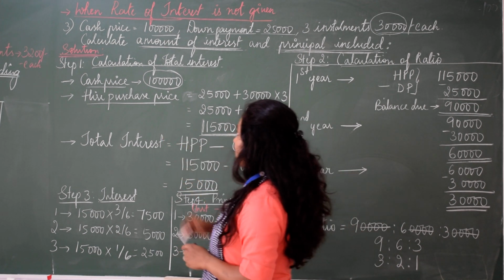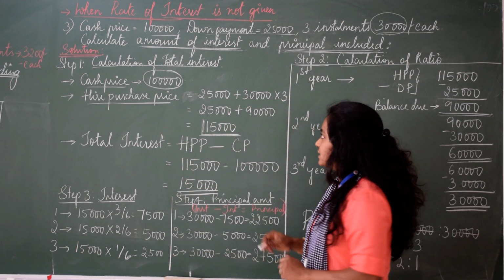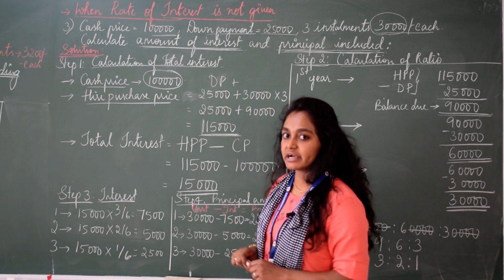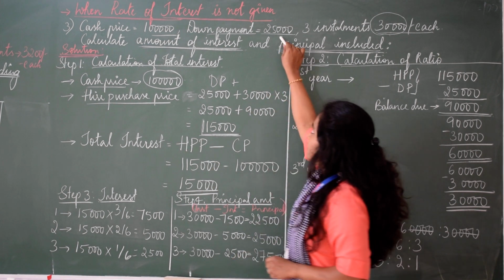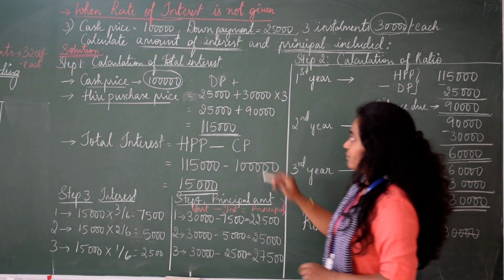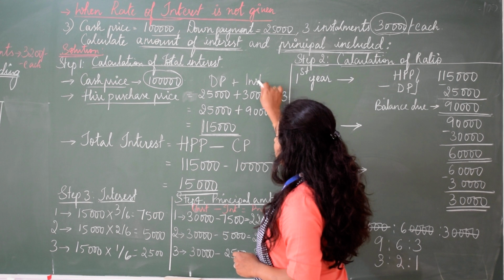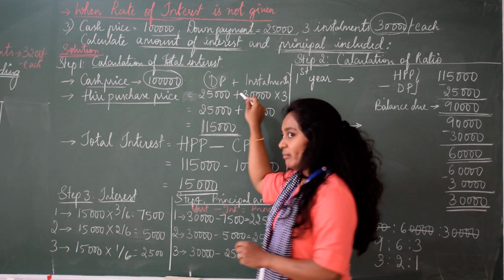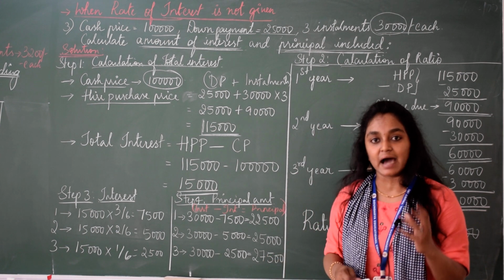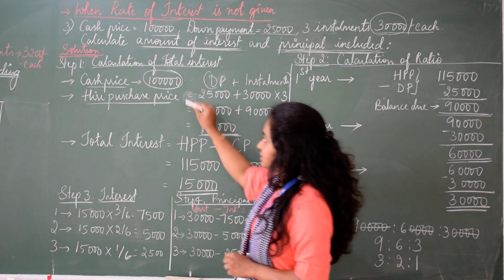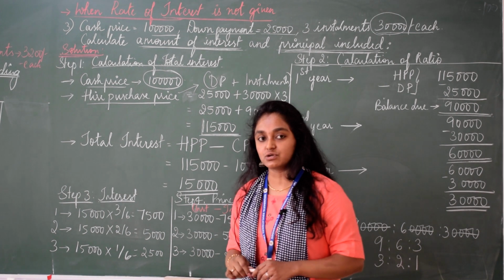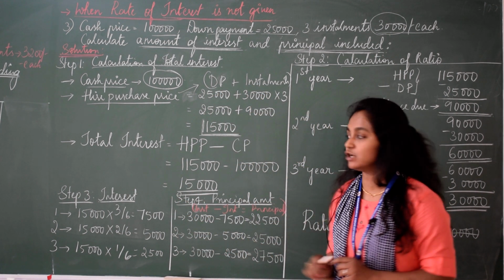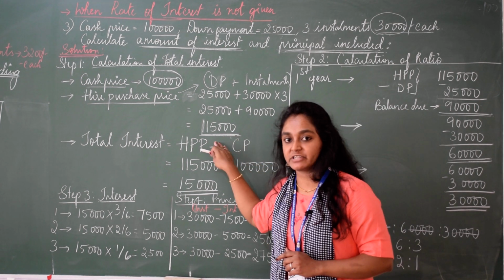For the hire purchase price, we follow a small format: first take the down payment. Down payment is already given in the question, that is 25,000. To this down payment, add all the installments' value. This is the formula or format that we consider to find the hire purchase price. So you should always take the down payment and add all the installments to the down payment value, and you will arrive at the hire purchase price.